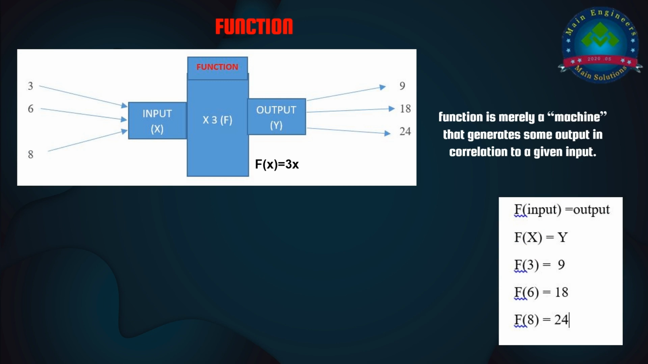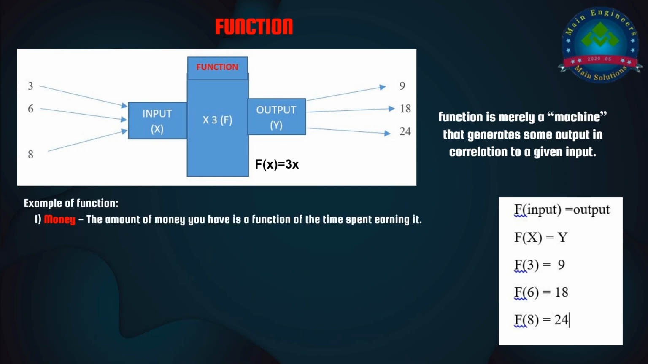So here we can write this function as f(x) = 3x. We can also write f of input is equal to output, and f(x) = y, because input is considered as x and output is considered as y. So f(3) = 9, f(6) = 18, and f(8) = 24. Let's give some real life examples.